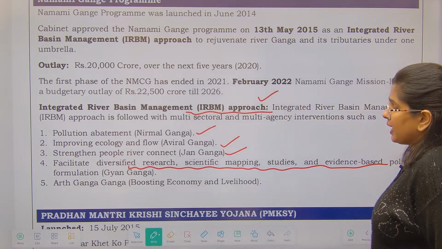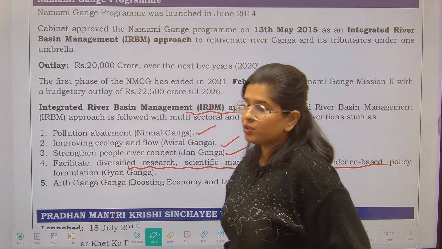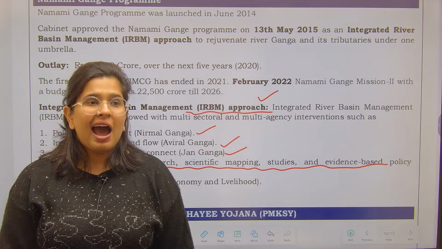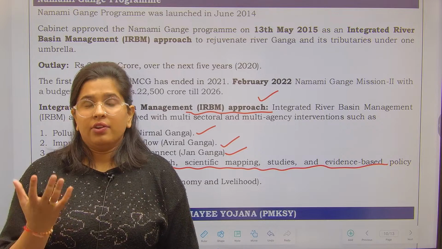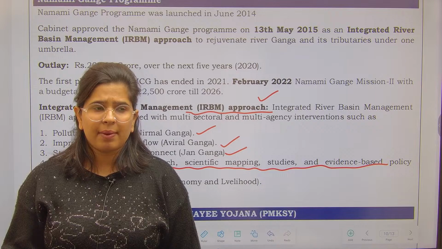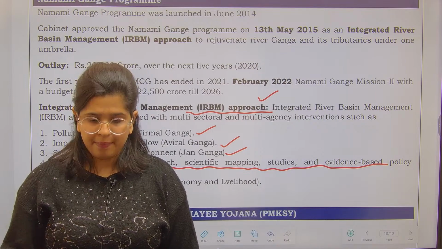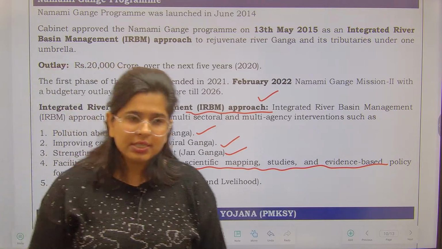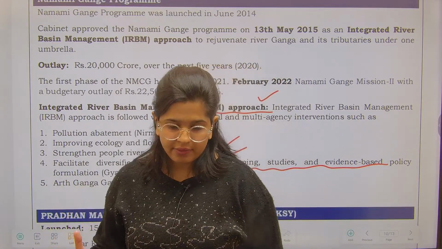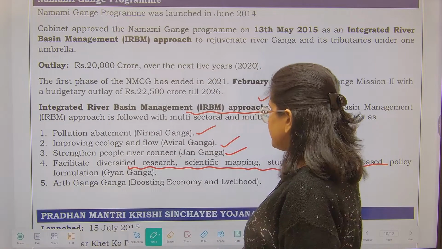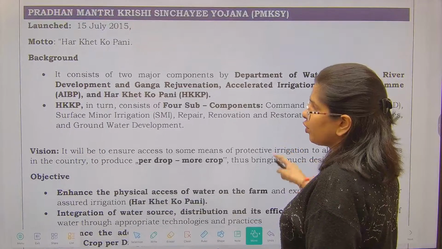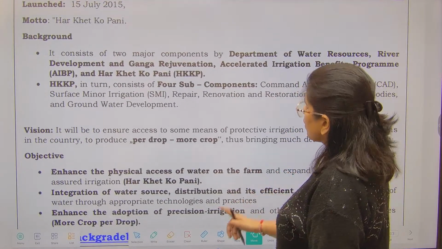Next is Arth Ganga, that means boosting economy and livelihoods. You will see Banaras or Varanasi is the best example for it. How they have transformed, the river is going through the town of Banaras, Varanasi, and there has been so much development, and now it has become a tourist hub, right? Tourist hub ho gaya hai wo. So this is how they are planning, how we can envisage a life around the river. So these are the things. Now next is Pradhanmantri Krishi Sinchai Yojana. So Har Khet Ko Pani is the component of it. Two major components are there.